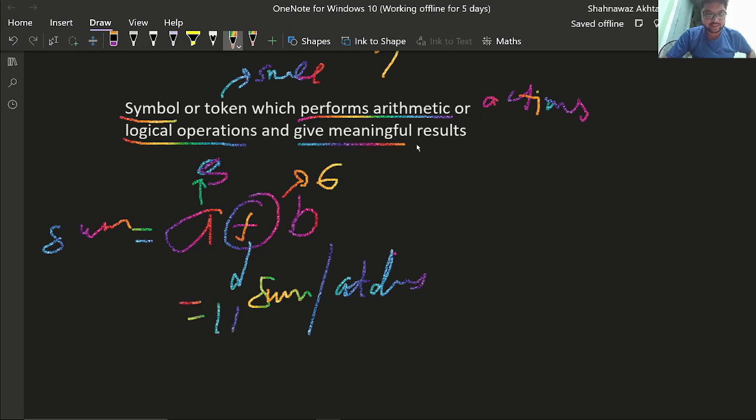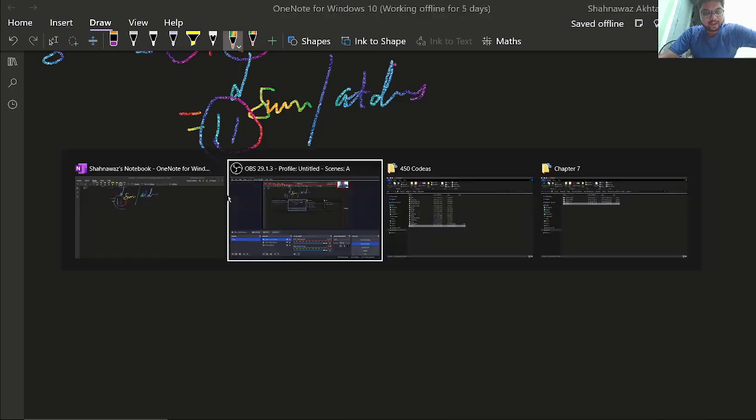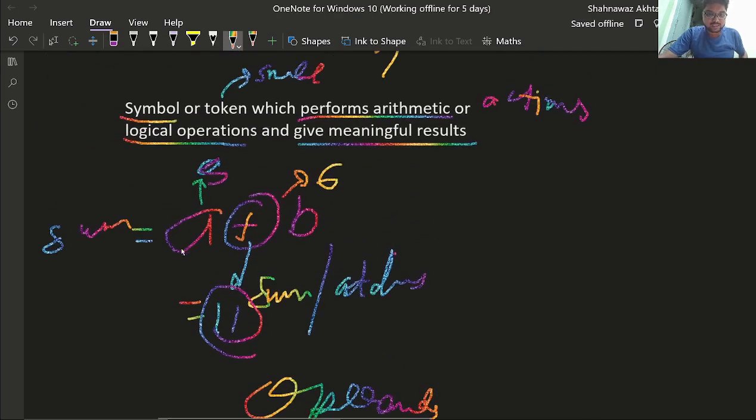So it gives meaningful result. It's giving meaningful result. All right. So now with operator we also have some other things like operands. So what are operands? See these symbols, these variables, these are known as operands. All right. So the values which are involved.